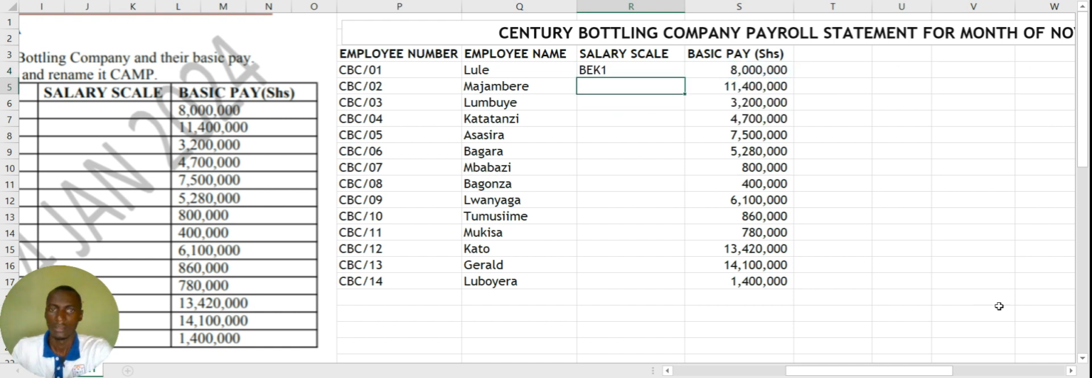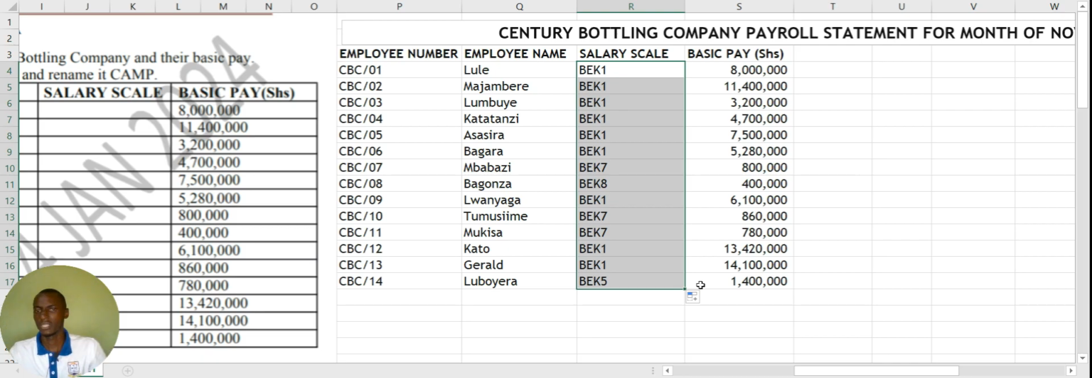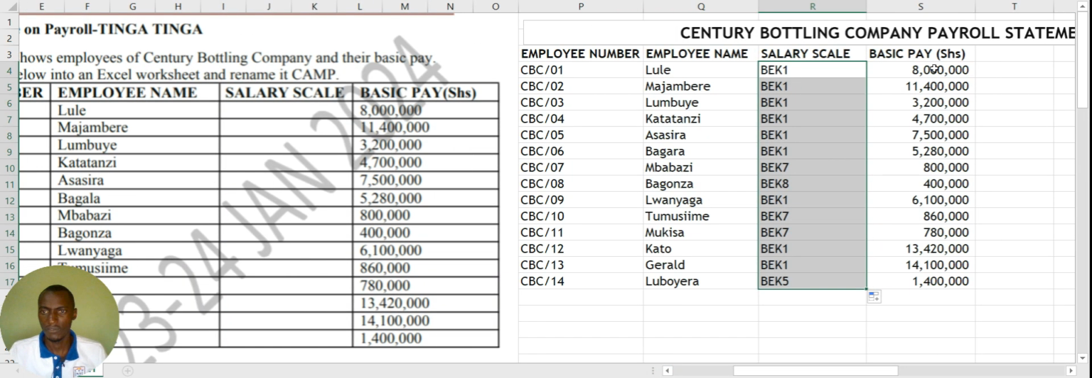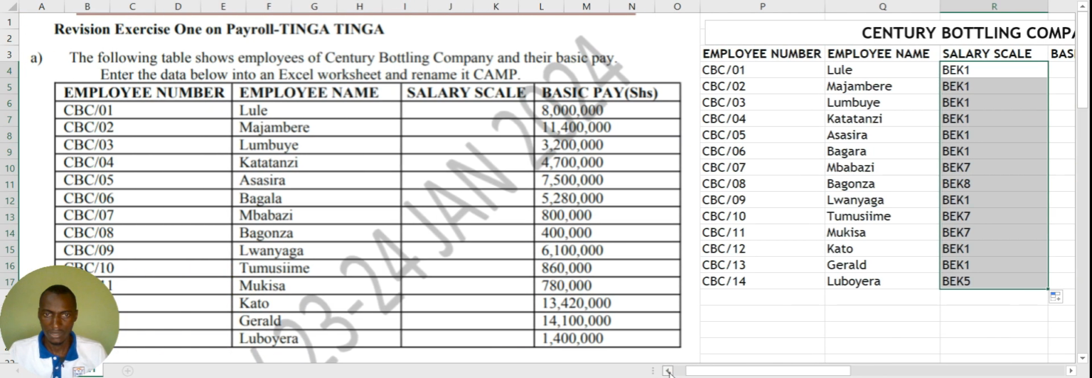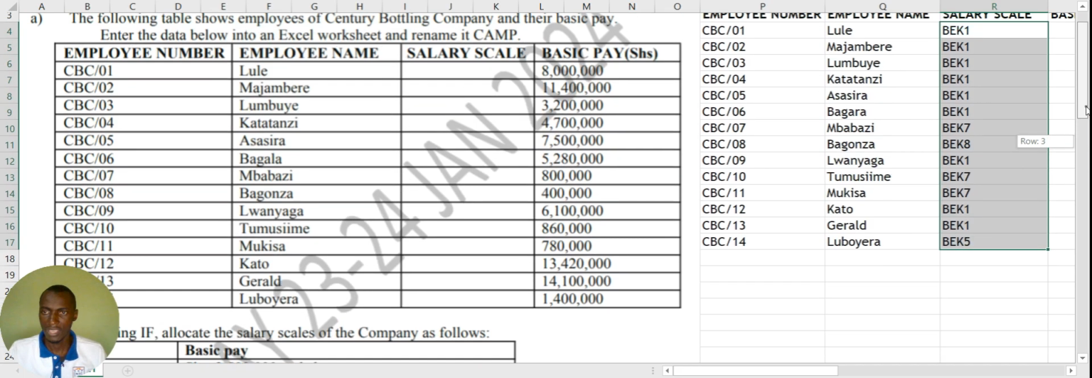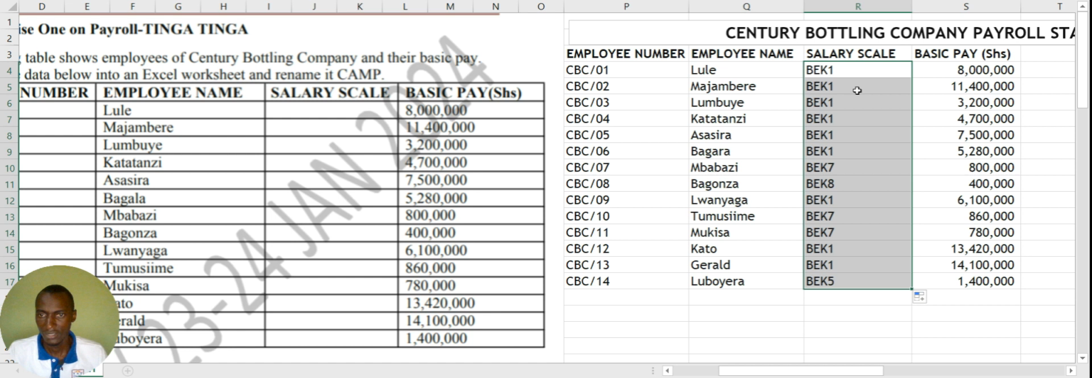Then enter. So you see, you now have the salary scales. Now just to confirm, Lule is having a basic pay of 8 million. Does that correspond? BEK1 is for a basic pay of 2.5 million and above, and Lule has 8 million, so that is the salary scale. This one is okay. They all have 2.5 and above.